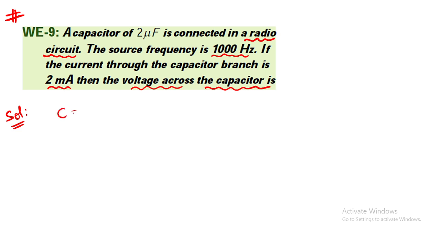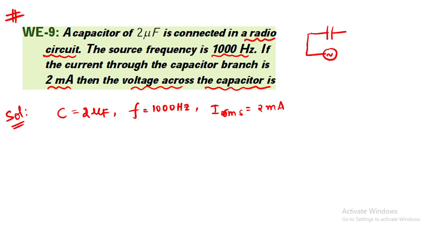So the capacitor value I'll write here as 2 microfarad. Frequency value I'll write here 1000. And what is the current value here? If the current through the capacitor branch is 2 milliamperes, I'll take it as the RMS value. What is the RMS value here? 2 milliamperes. Understand? Then the voltage across a capacitor.